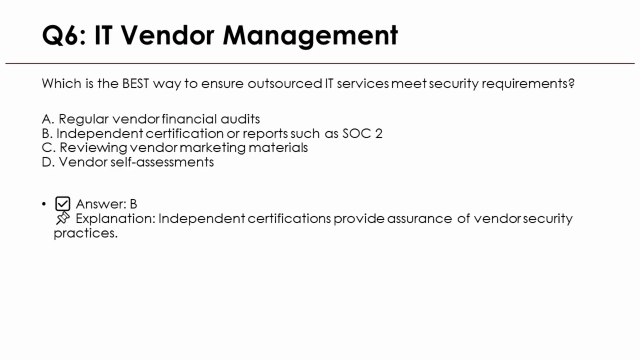Which is the best way to ensure outsourced IT services meet security requirements? Option A, regular vendor financial audits, irrelevant to security. Option B, independent certifications or service organization controls report, SOC 2, correct, provides assurance. Option C, reviewing marketing materials, unreliable. Option D, relying on vendor self-assessments, weak. Correct answer, B, independent certifications. Trust, but verify. Like checking a chef's food safety certificate, not just their ad.